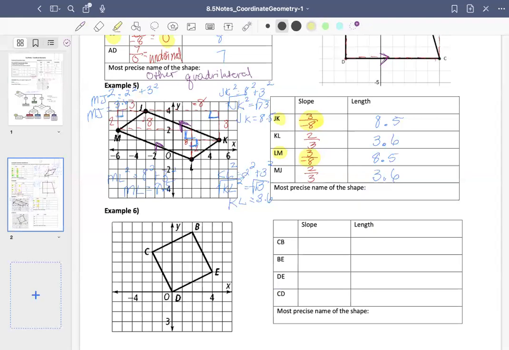I also see another pair of the same number, so 2/3, 2/3, referring to KL and MJ. Go ahead and mark those as parallel. And I see that they are in fact opposite from one another. So I have two pairs of parallel sides.